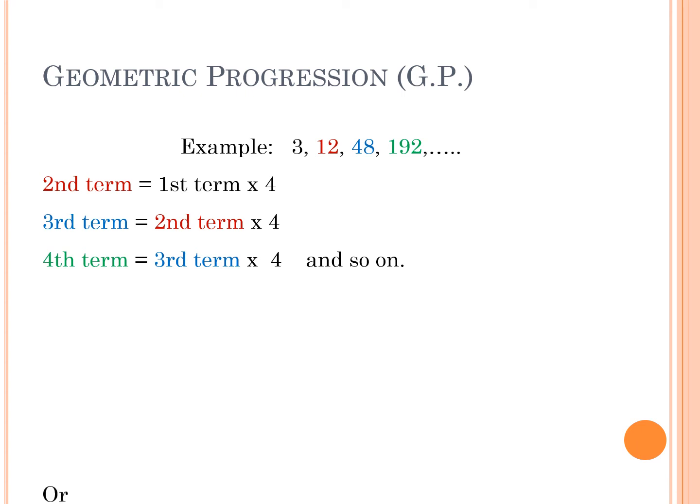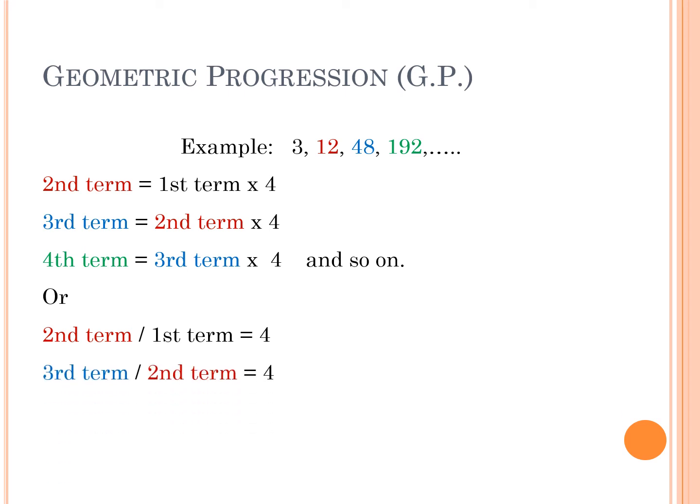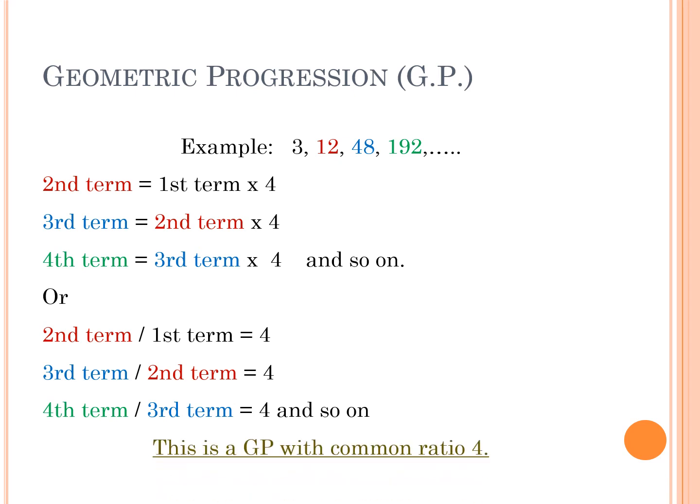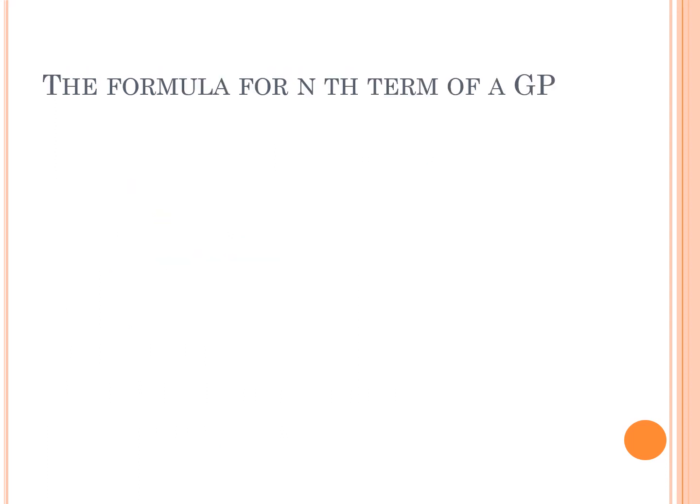Or we can check it as follows. Second term divided by first term equal to 4. Third term divided by second term equal to 4. Fourth term divided by third term equal to 4, and so on. So this is a geometric progression with common ratio 4.